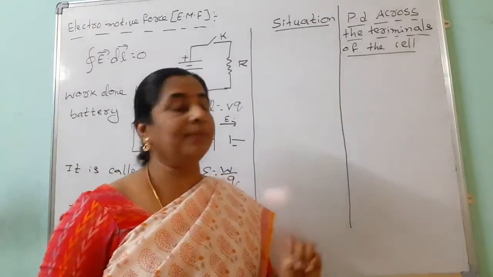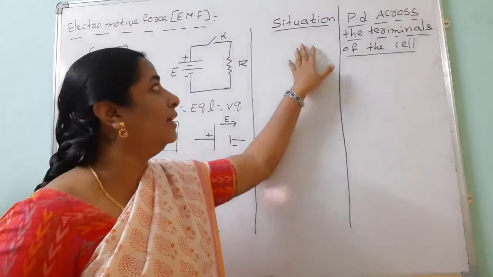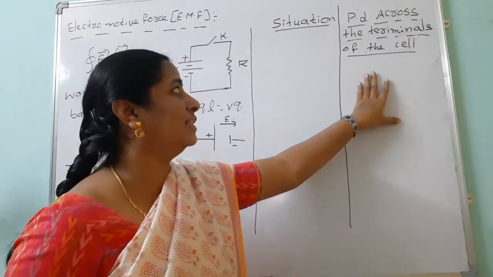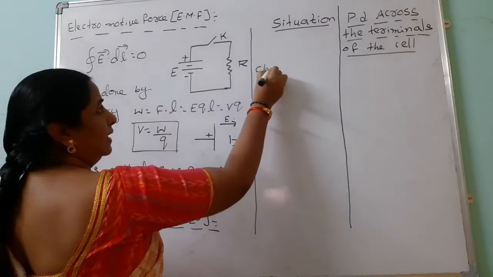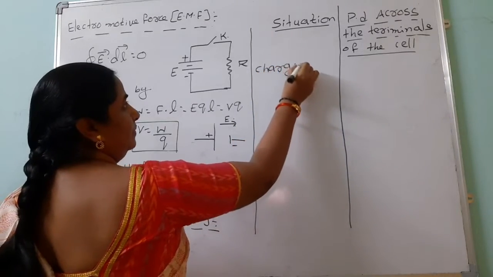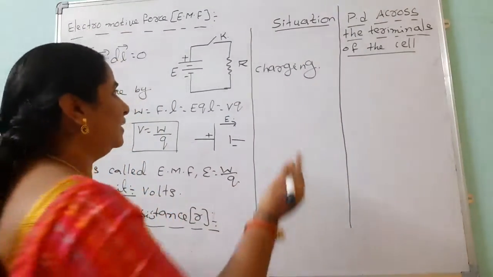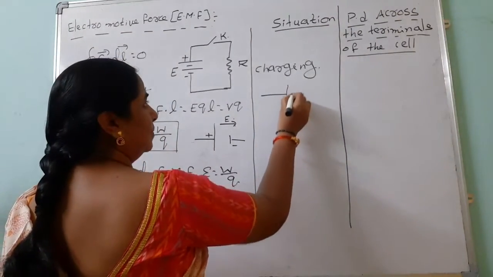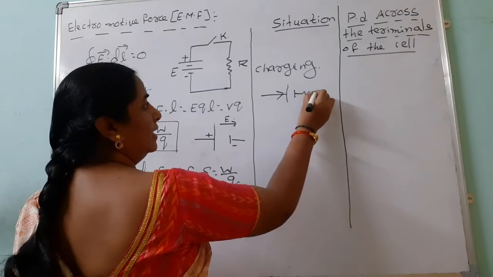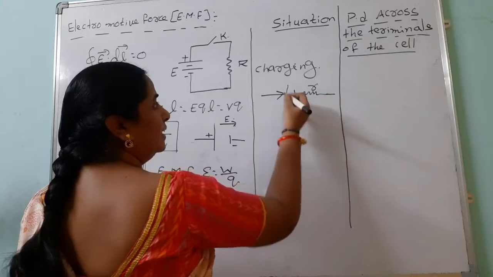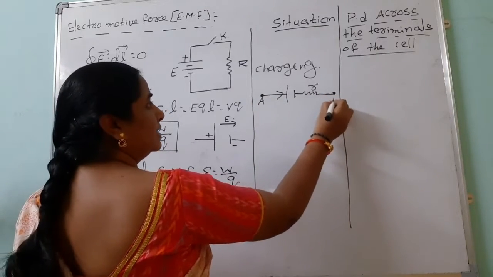Now we are going through the different conditions. On one side I am taking the situation, and on the other side the potential difference across the terminals of the cell. First one is charging. Suppose we want to charge our phones. At that time, this is the battery. Charging means the arrowhead is towards the battery, and it has internal resistance. In this condition you can consider this as point A and this as point B.